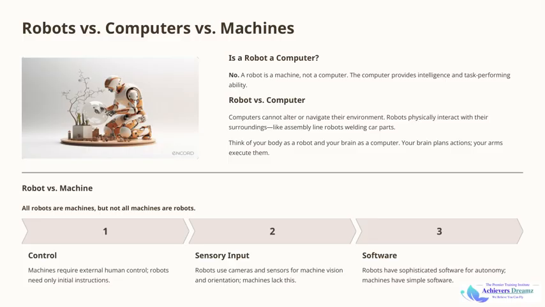Lastly, the software inside robots tends to be more sophisticated, allowing for a higher degree of autonomy. In contrast, simple machinery might only run basic software without adaptive or intelligent features. All of these distinctions highlight how robots are more advanced and capable of independent operation compared to traditional machines or simple computers, fitting into the broader theme of technological evolution.